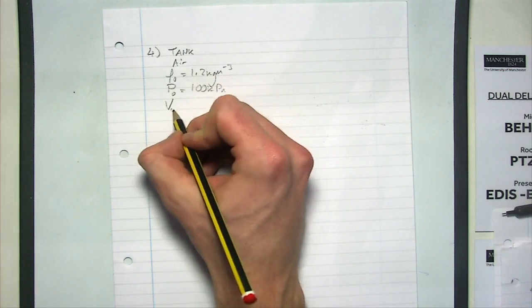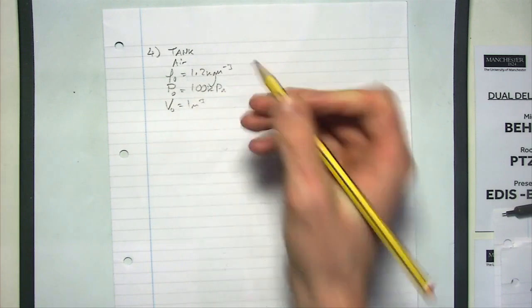Why have I written 1 meter cubed? What do I mean by that? Yeah, so in the question it says that the tank volume is 1 meter cubed. So the volume of the reservoir is 1 meter cubed, okay?